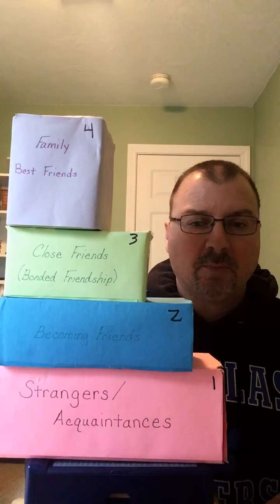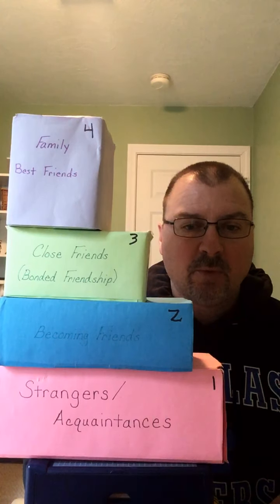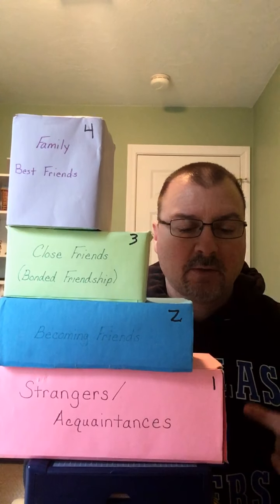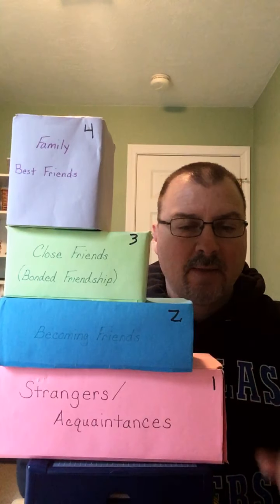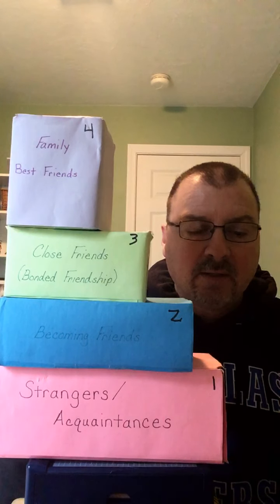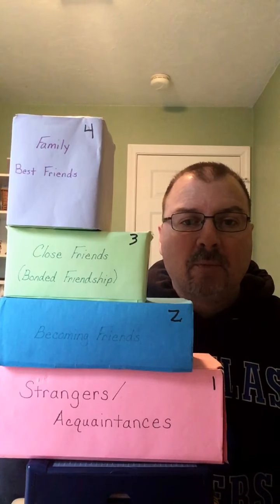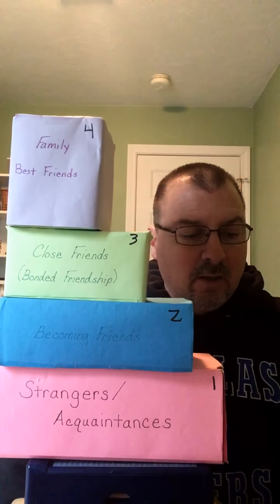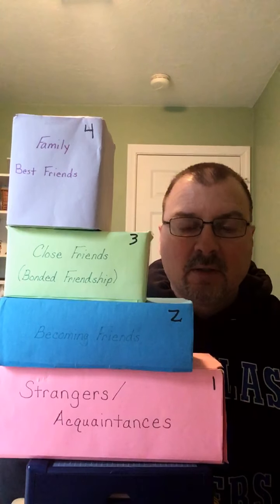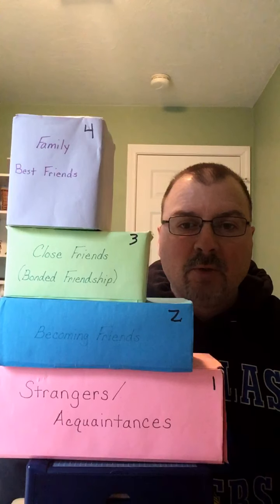So let's talk about the friendship pyramid. As you guys remember, we start at the bottom. That's the pink box right here, and that is the strangers and acquaintances. These are the people that we just don't know, people that we've never met, people that walk by us on the streets and walk by us in the stores, but we don't know.